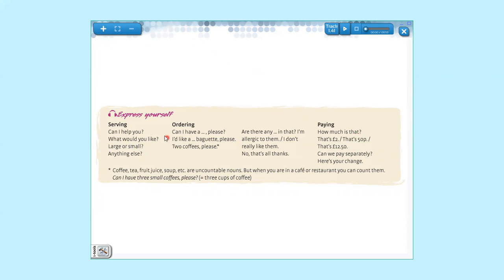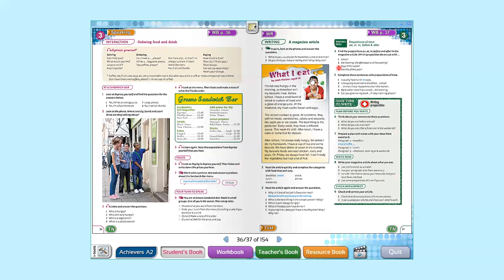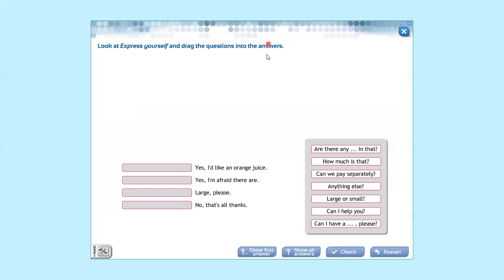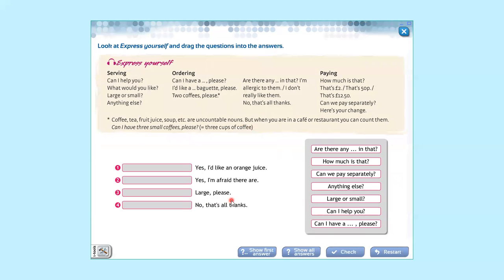Okay, as you can see here, you have the expressions. When we talk about beverages, the drinks, you can include coffee, tea, fruit juice, and also the soup. You can count them, and obviously you can use this kind of expression here. With these expressions that you have in your student book, now we continue with the second part. In this section, we have Express Yourself, and here we have some possible answers, and we are going to work on this.